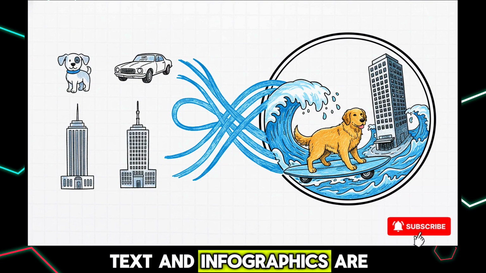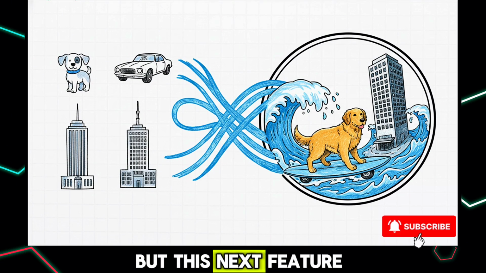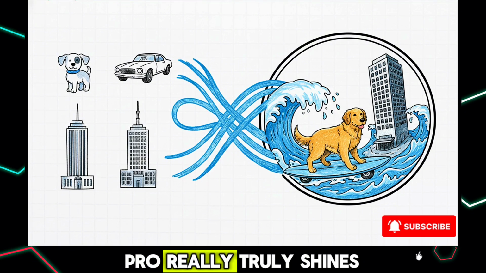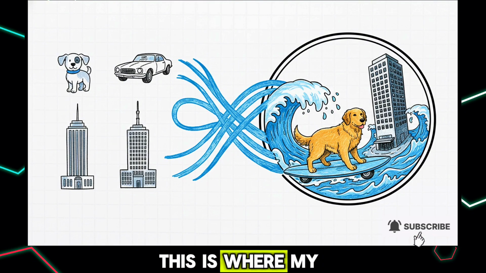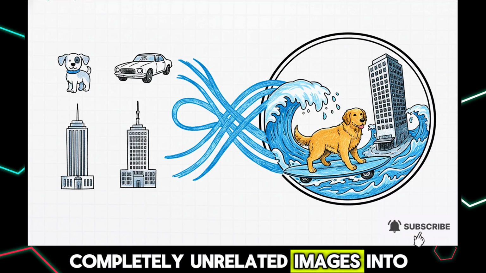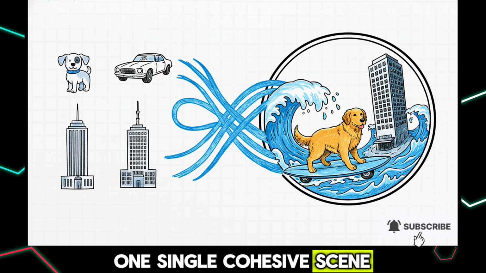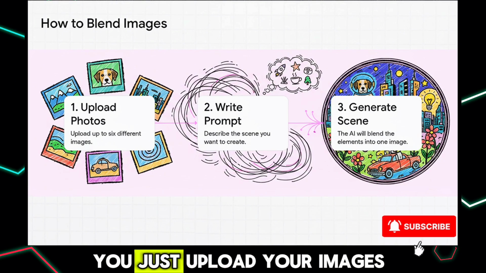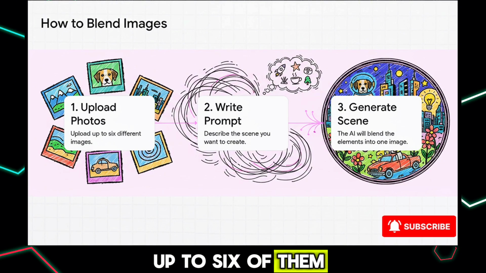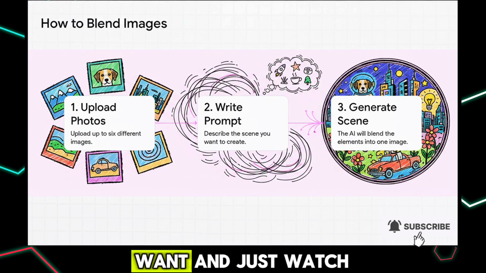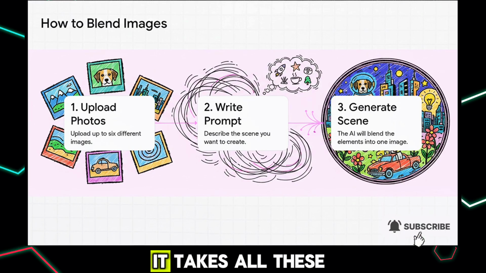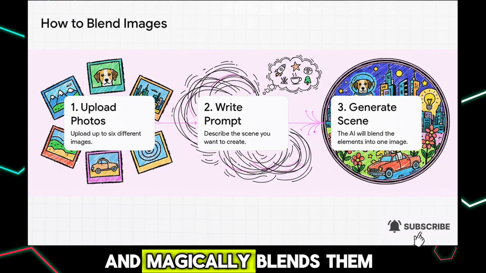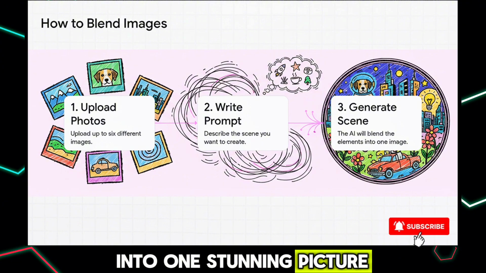Text and infographics are impressive for sure, but this next feature is where Nano Banana Pro really, truly shines. This is where my jaw hit the floor, blending multiple, completely unrelated images into one single cohesive scene. And what's wild is how easy it is. You just upload your images, up to 6 of them, write a prompt to describe the vibe you want, and just watch. It takes all these separate pieces and magically blends them into one stunning picture.